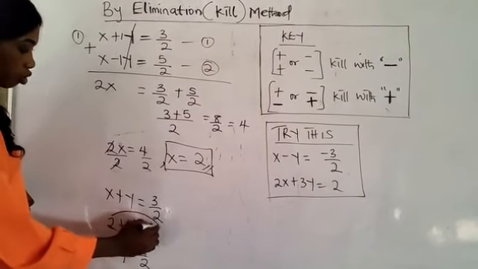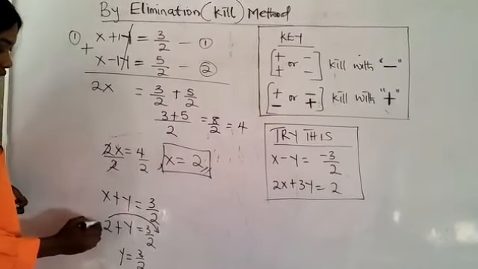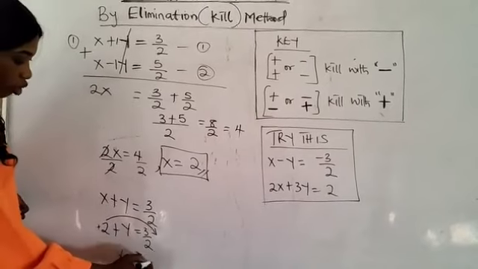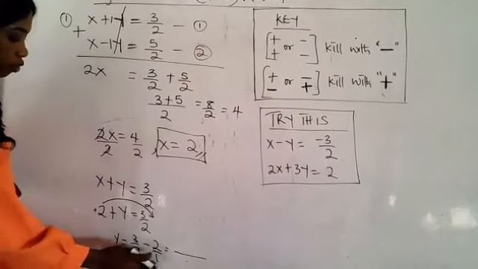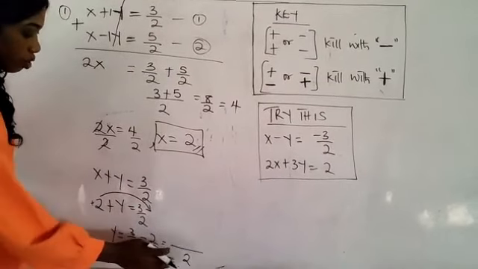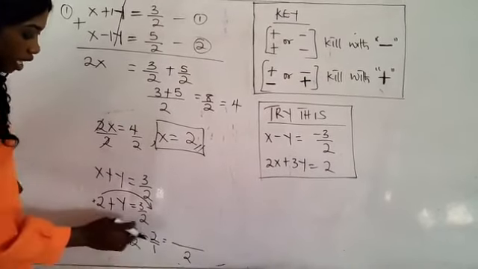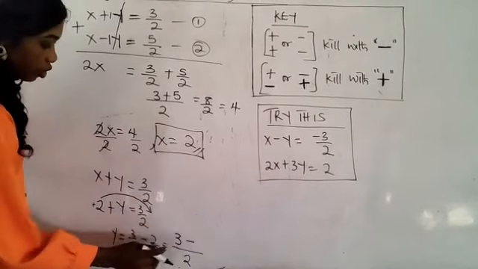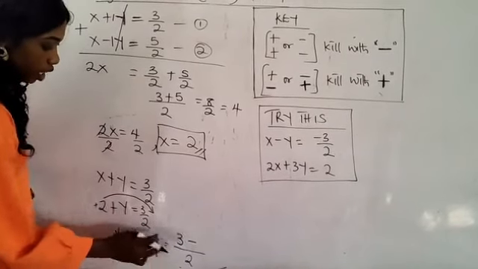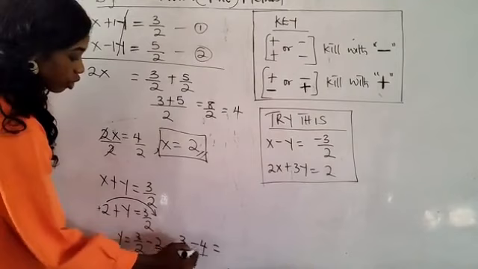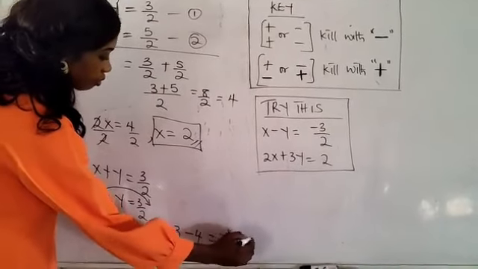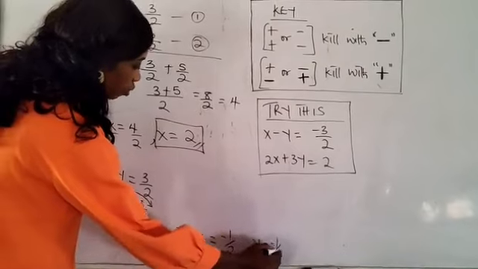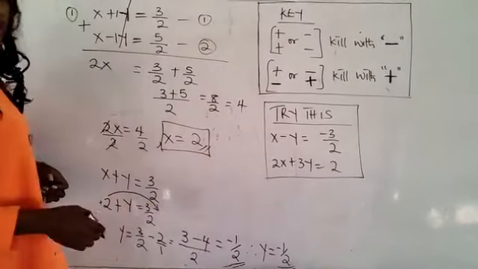This 2 here will cross over. And if it crosses, remember it has plus sign. So when it crosses, it turns to minus 2 over 1. What will be the LCM? LCM of 2 and 1 is 2. And 2 divides itself is 1. 1 times 3 will give us 3. Minus 2, 1 divides 2 is 2. 2 times 2 is 4. And 3 minus 4 will give us minus 1 over 2. Meaning that the value of y is minus 1 over 2.